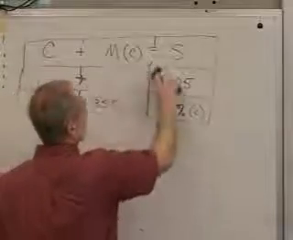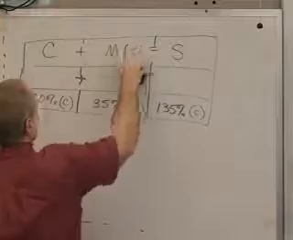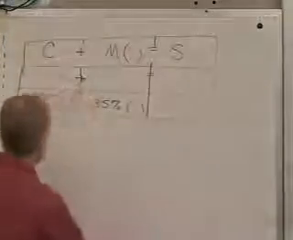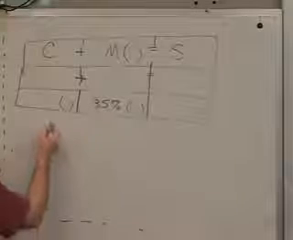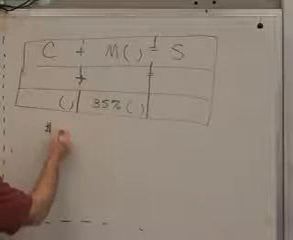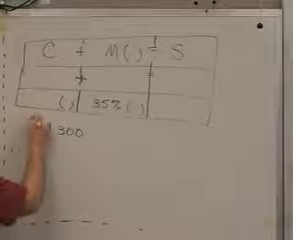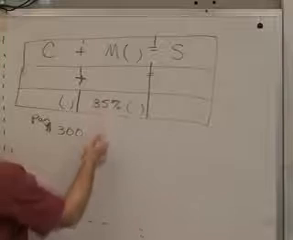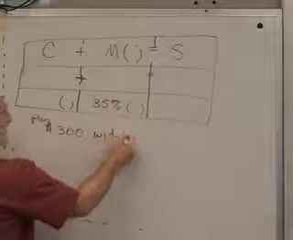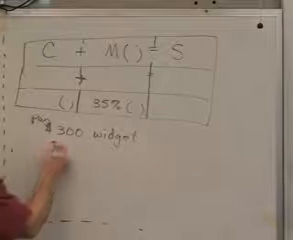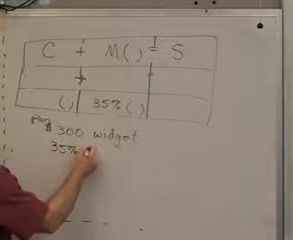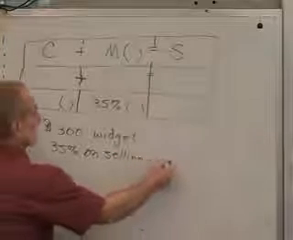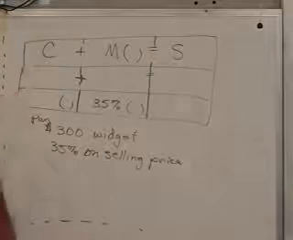Let's look at a very similar situation where we say, in this business, we pay $300 for a widget. To stay in business, we need a 35% margin on selling price. Find the selling price and the margin, or the markup.